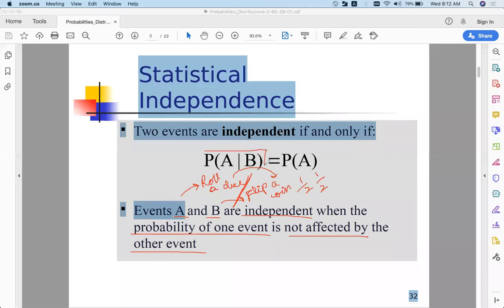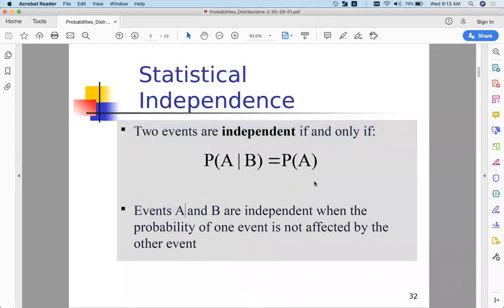So P of A given B, meaning the probability of A given that B has already occurred, is equal to P of A. Then A and B are called independent. What you guys were explaining is mutually exclusive. For example, if you are having a child and you have a girl, then you cannot have a boy at the same time, in general scenarios. So that is mutually exclusive, and this is independent. Any questions, any confusion?